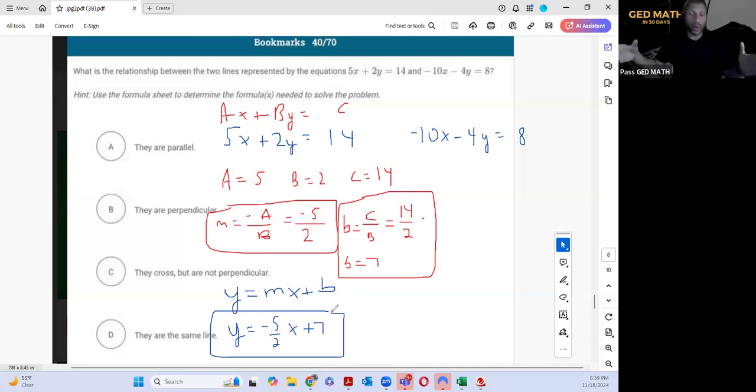They're the same linear equation. They're just different forms. The first form is standard form. The second form is slope-intercept. Now let's look at the second equation. Let me move it over a little bit.